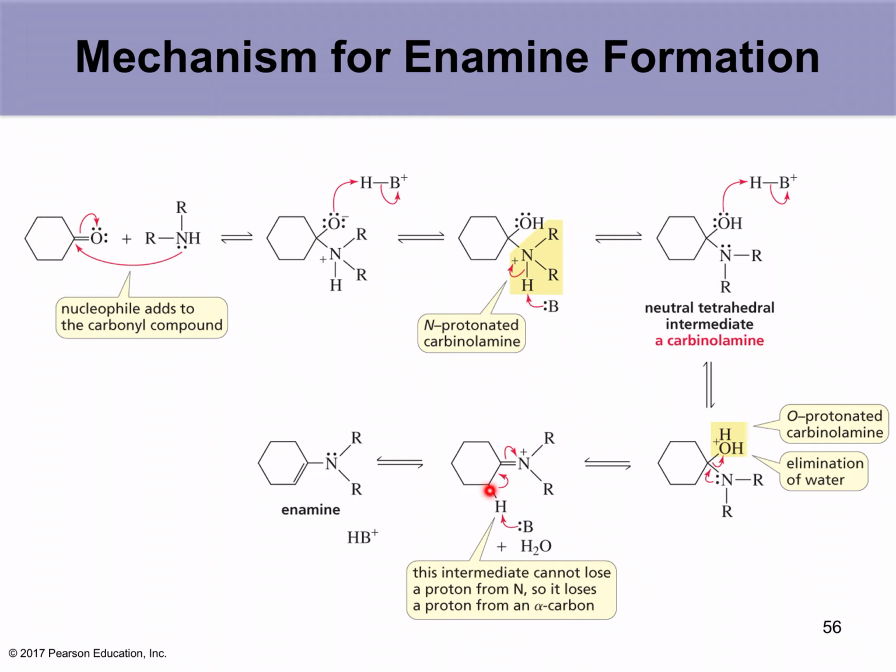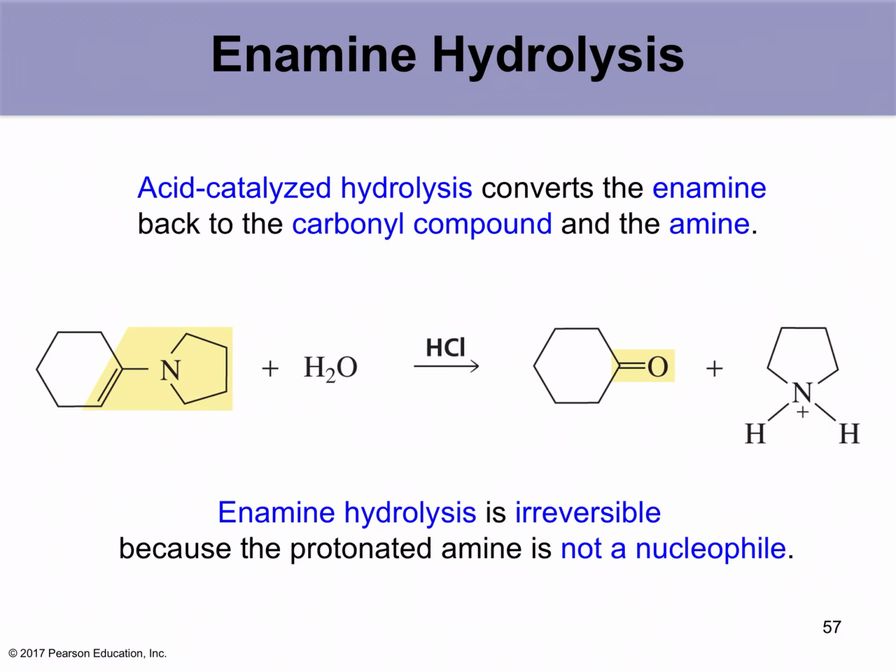Alpha carbon is this. So this is the carbon of interest where we had the carbonyl group. This is alpha. Okay, that is how the enamine formation takes place. Beautiful mechanism, isn't it? And just like the imine, this can also be hydrolyzed by adding acidic water.